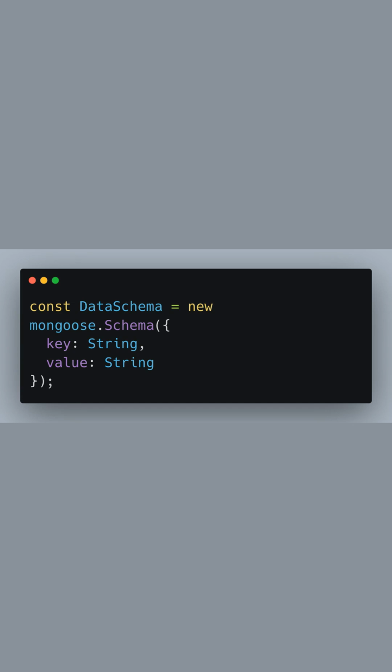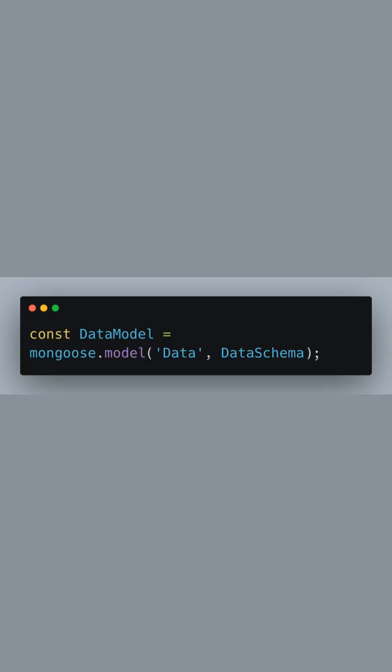Here, we define a Mongoose schema called dataSchema. This will determine the structure of the documents that we'll be saving to the database, consisting of a key and a value, both of which are strings. With the defined schema, we create a Mongoose model called DataModel. This model is what we use to create and read documents from the corresponding collection in the database.